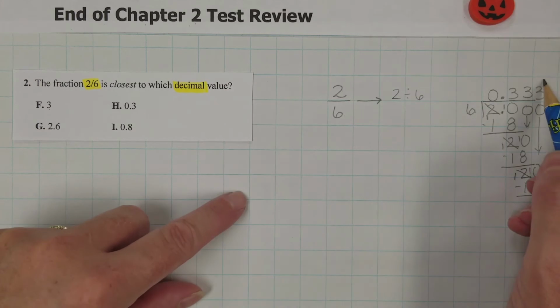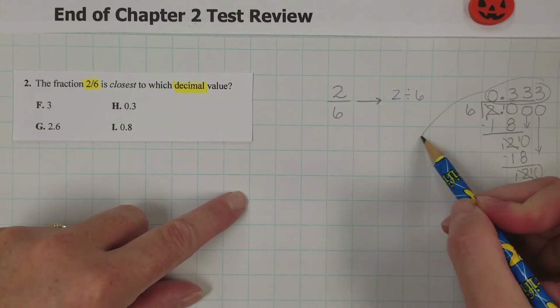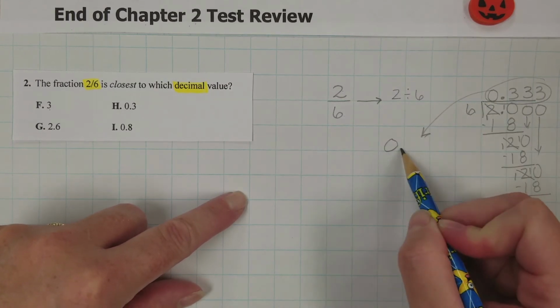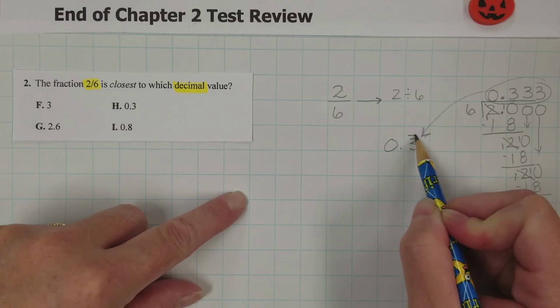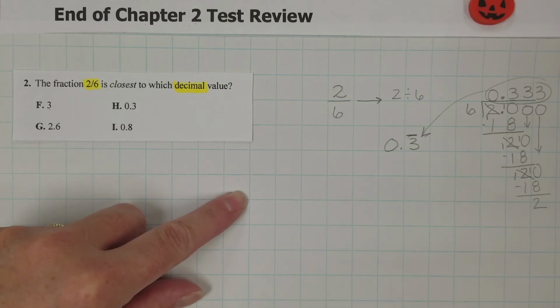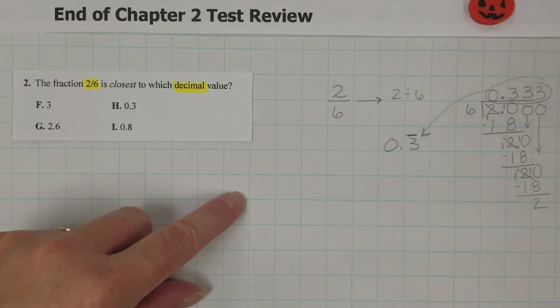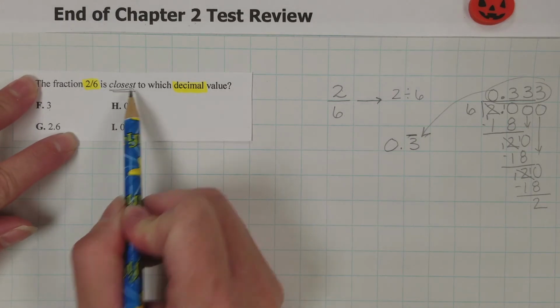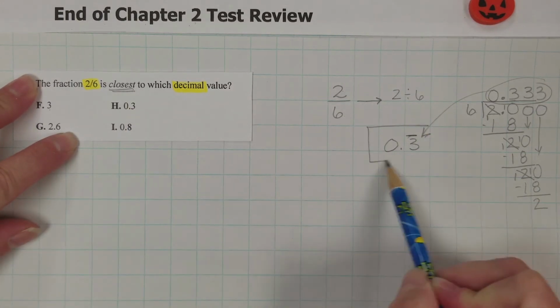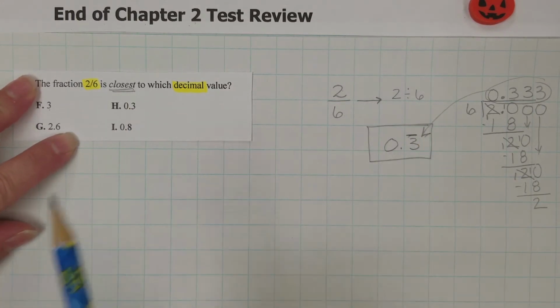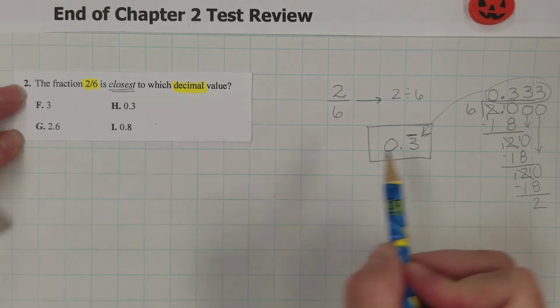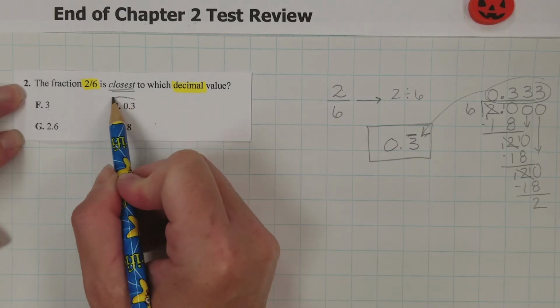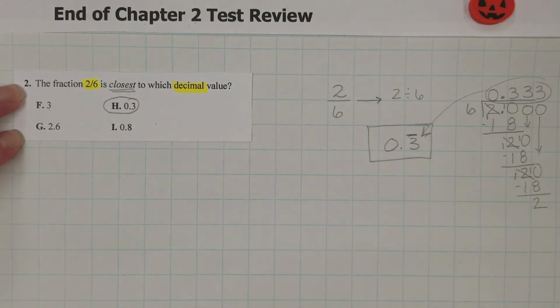We write repeating decimals like this. 0.3 with a repeating bar on top. Now, when we go back to our problem, it says which is the closest. So this is the actual answer, but the closest would be rounded, and that is 3/10.